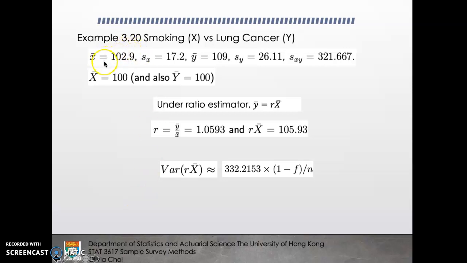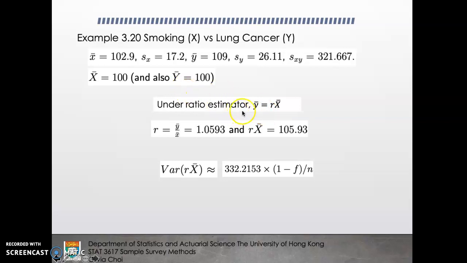he collects a set of data with a summary of X bar from the sample, the variance and the standard deviation of the X data, the sample average mean Y and SY, and also SXY. Assuming the population index starts from 100 for the population X bar and also for the capital Y bar. Let's compare the ratio estimator and the regression estimator.